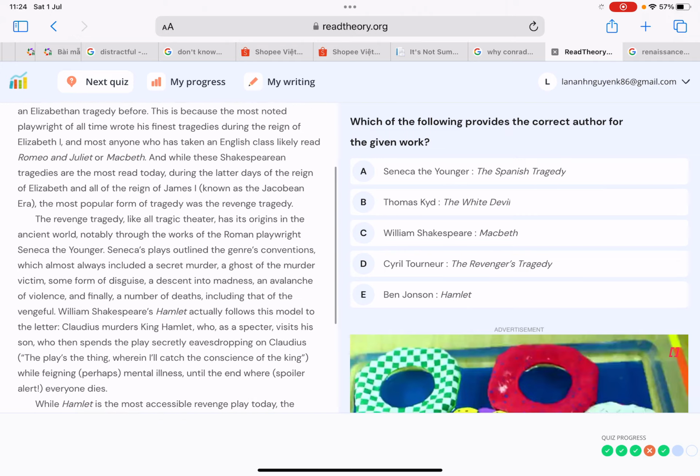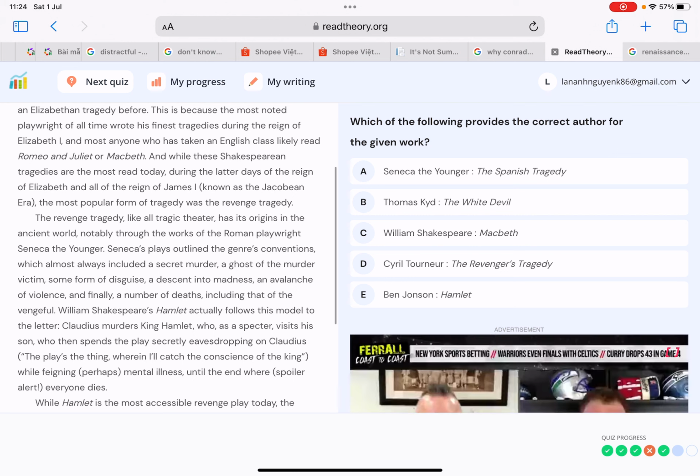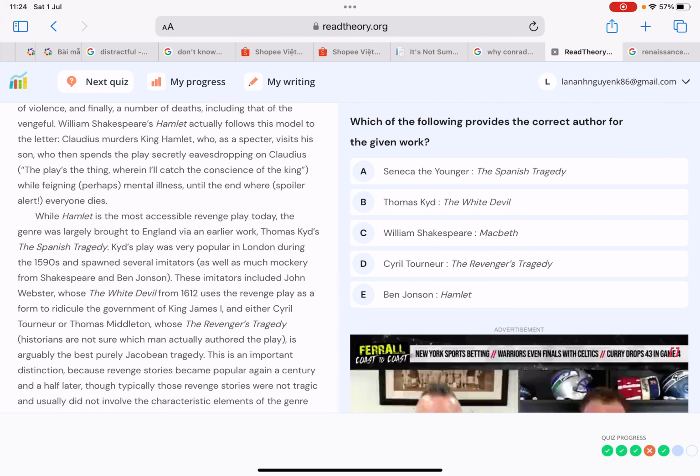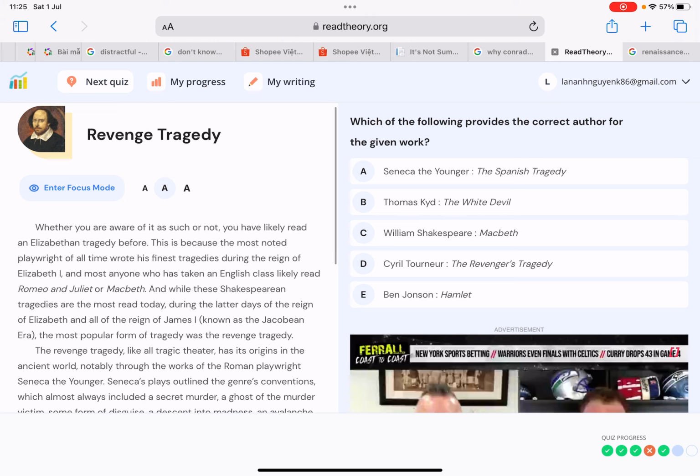Which of the following provides the correct author for the given work? Seneca the Younger, The Spanish Tragedy. I guess not. Pay attention to any italic phrases because that is a key word here. Seneca the Younger, The Spanish Tragedy. Thomas Kyd, The White Devil. It is by John Webster, so it's not true. Macbeth. Yes, right? Macbeth.